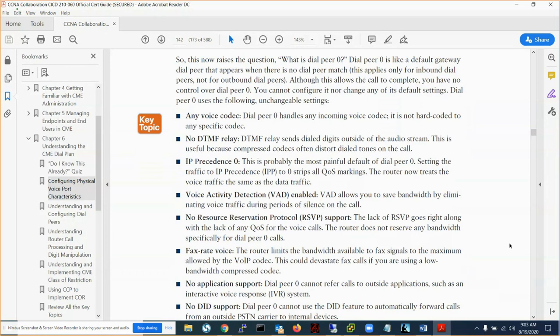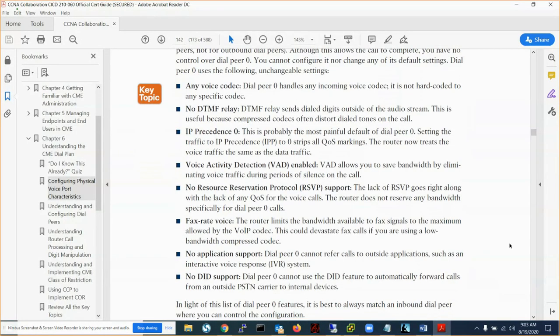You cannot configure or change any default settings, which is the disadvantage here. Dial pair 0 handles only incoming voice codec. It's not hard coded to any specific codec. Remember codecs, you could use G.711, G.729, which will use 80 kilobits per second. So whatever codec I give you, you have to take it. Under a normal dial pair, you could configure what codec you want to use, but with dial pair 0, you have no say in the matter. There is also no DTMF relay. DTMF sends dialed digits outside the audio stream.